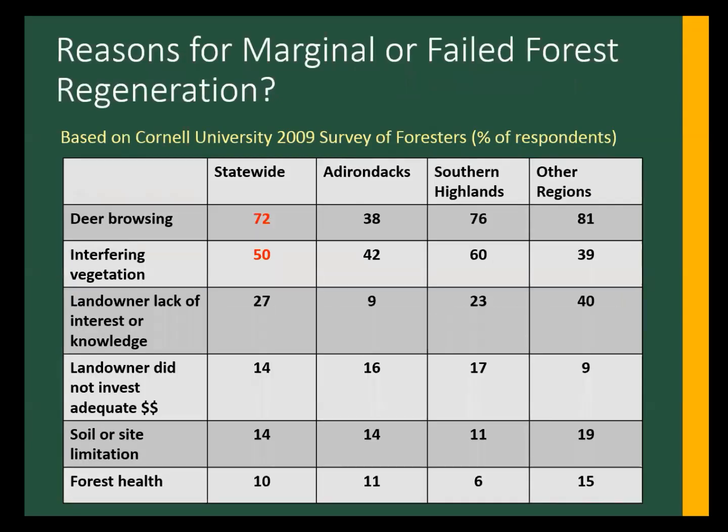And they asked then, followed up with, what were some of the reasons that they thought were responsible for this happening. And the number one factor that foresters identified was deer browsing. And the second was interfering vegetation, which could mean invasive species, and it could also mean interfering native vegetation, things like American beech or hop hornbeam, things that deer don't prefer that can get established in thick and heavy stands and prevent regeneration or growth of native species.